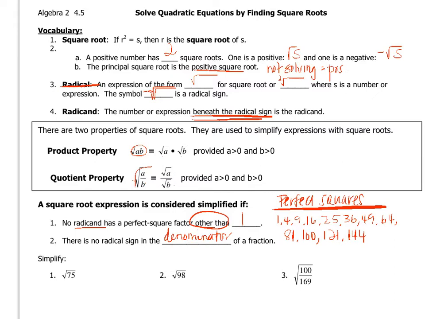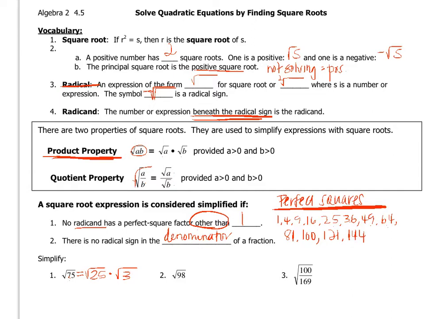So let's look at 75. If I look at 75, here's what I do. I start at the one right below it. So I start at 64. And I say, can 75 be divided by 64 evenly? The answer is no. So I do it again. 75 divided by 49, you get a decimal, so I don't want it. 75 divided by 36, you get another decimal, don't want it. 75 divided by 25 is 3. So what I'm going to say is this is the square root of 25 times the square root of 3. Because I'm basically taking this product property rule and working it backwards.